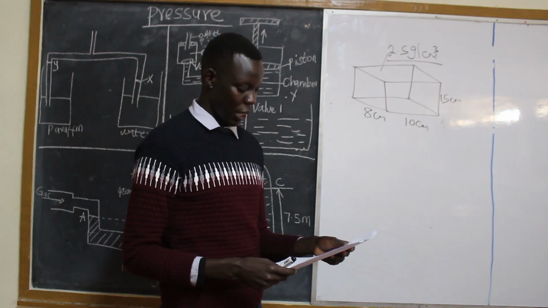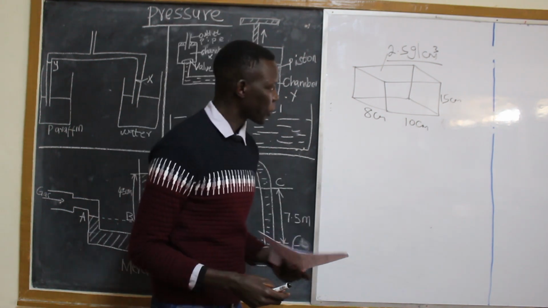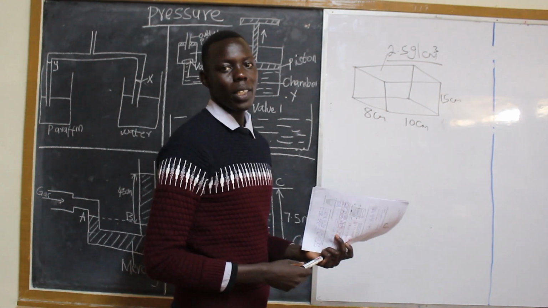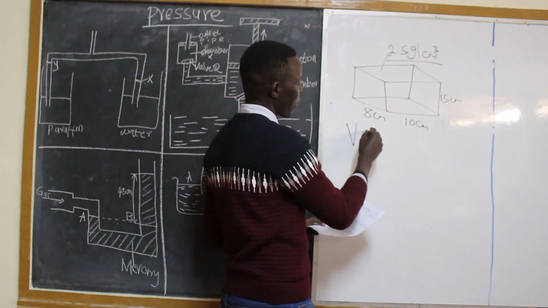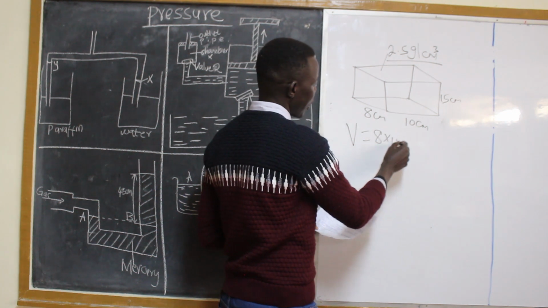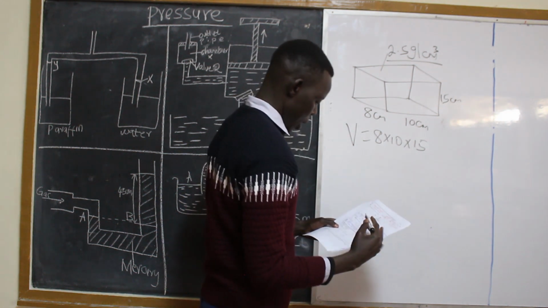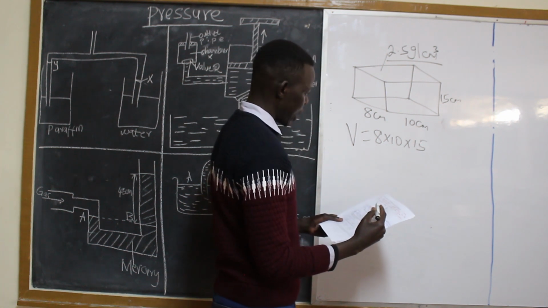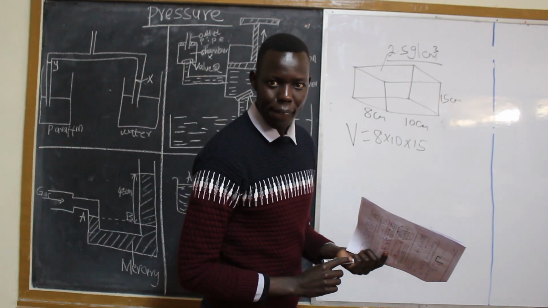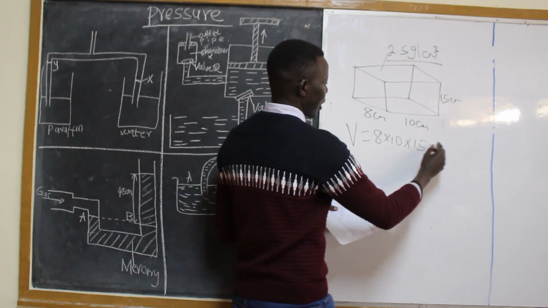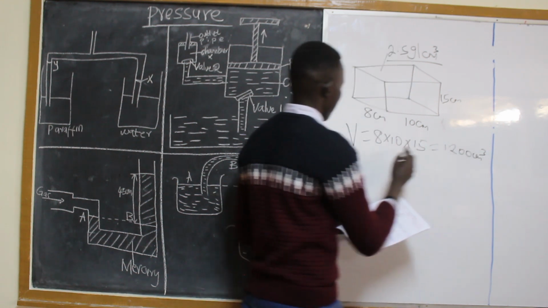Grams per centimeters cubic. So calculate the weight. First, let's get the mass. The volume of this particular block is given by 8 times 10 times 15, which gives us 150 times 8. Is it 1200? Yes, it gives us 1200 centimeters cubic.